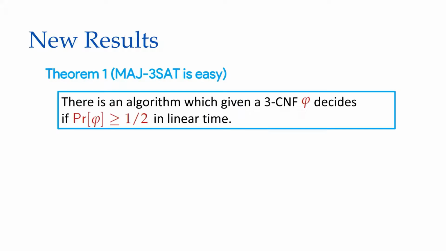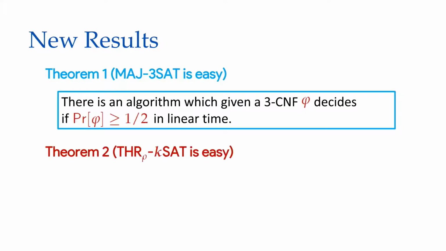Well, because the title of this video already spoils that answer, I won't delay any longer, but it turns out that unlike in the case of SAT or #SAT, the majority SAT problem becomes significantly easier when restricted to formulas of small clause width. In particular, majority 3-SAT can be solved in polynomial time.